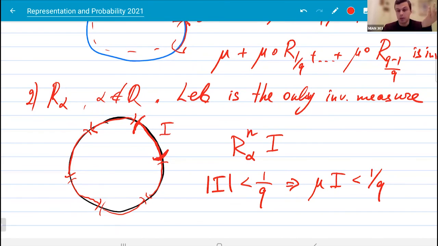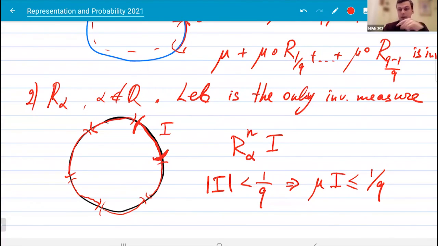Why is it so? Let me explain this again. If it is so, then I take q copies of this interval, of the same measure mu, of course. And they are disjoint, and therefore the measure of the entire circle, which is 1, is less than q times the measure of I. And therefore I have this. Moreover, I can repeat this.